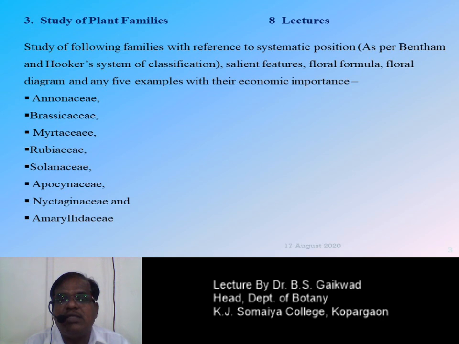Then the flower is unisexual or bisexual. It is indicated by a symbol. And then again, how many sepals are there? The sepals, that is the calyx, are indicated by K, and suppose there are 5 sepals, then they are indicated by K5. If the sepals are united, that is the gamosepalous condition, then it is indicated by a bracket. Again, the corolla is indicated by C in the floral formula.